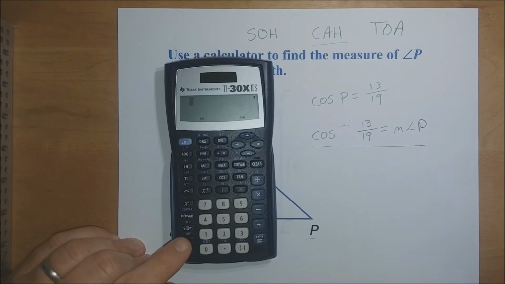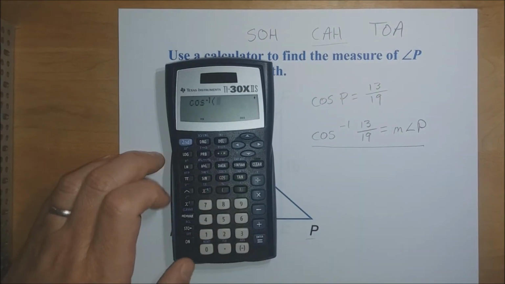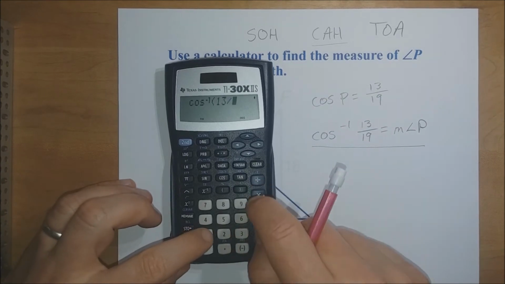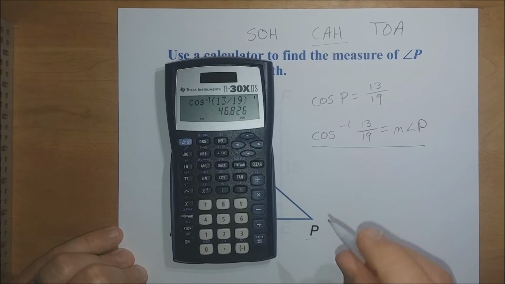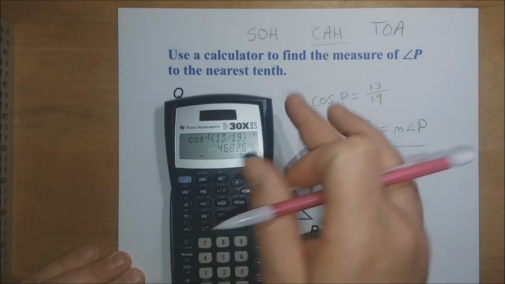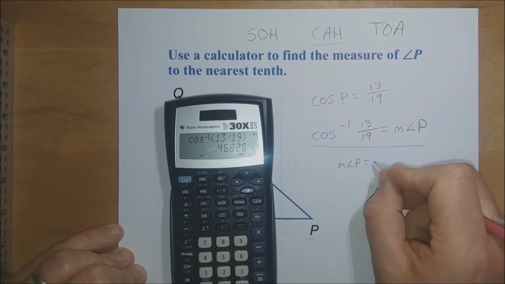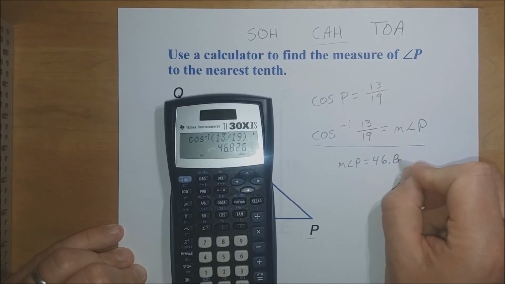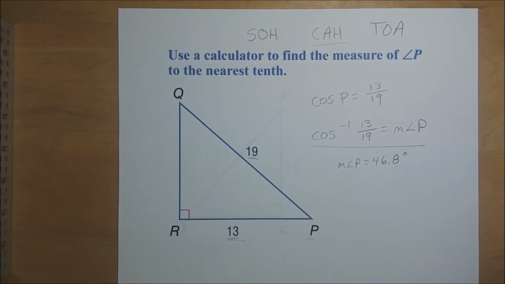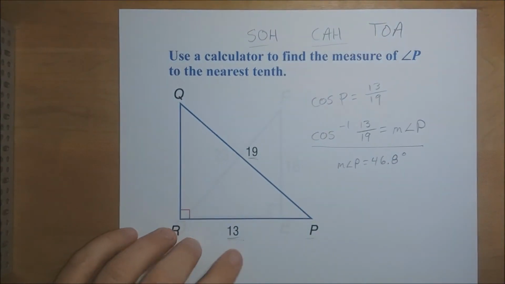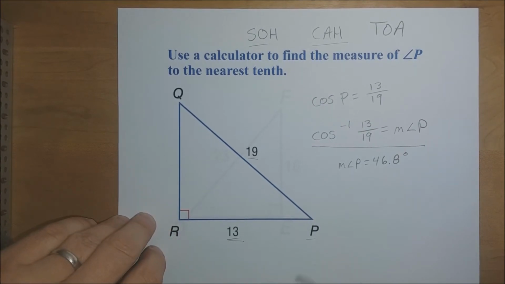Let's go ahead and see what we get when we put in second function cosine 13 divided by 19. Enter. And I get, to the nearest tenth, the measure of angle P equals 46.8 degrees. So don't forget, SOH CAH TOA is still important, because you've got to pick the right trig function to use.